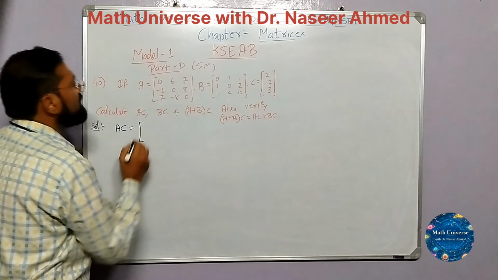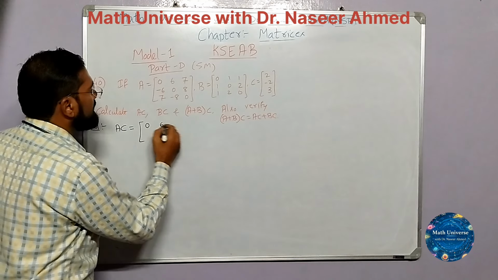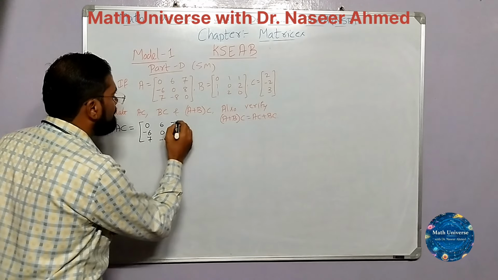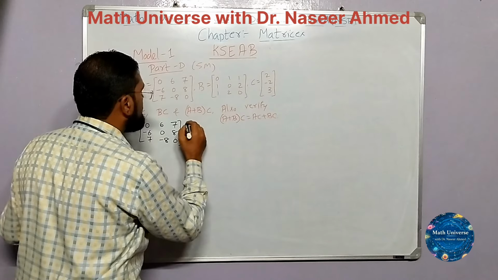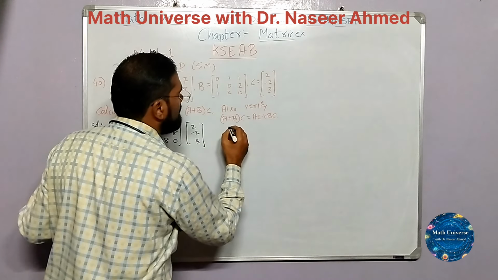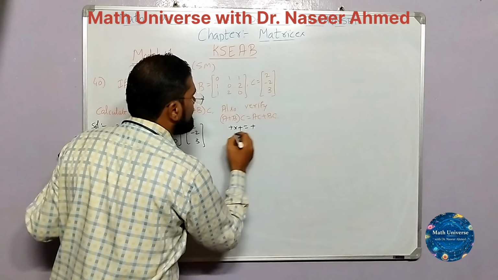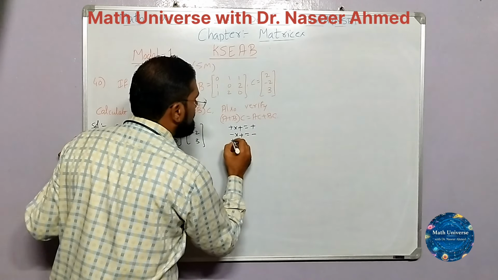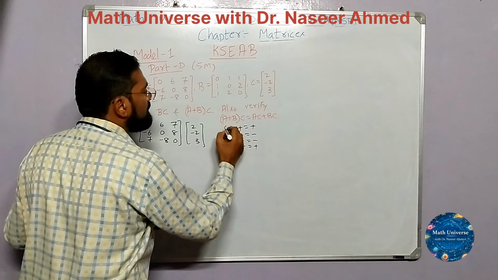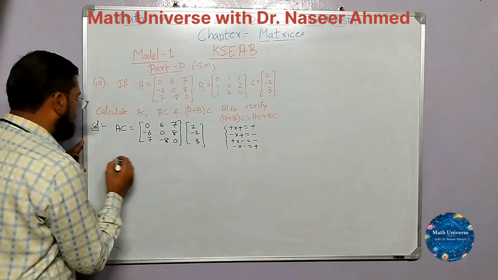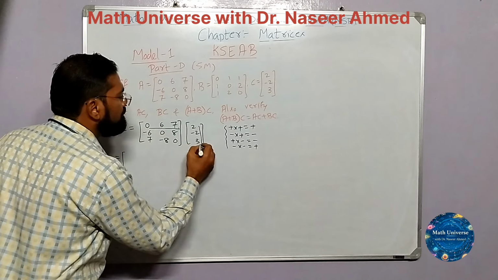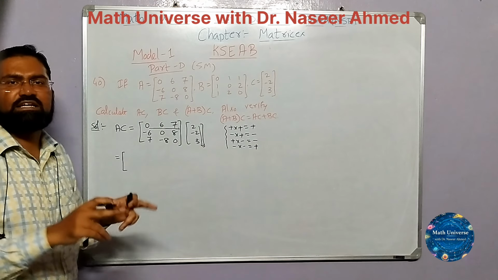A is here. So the elements 0, 6, 7, minus 6, 0, 8, then 7, minus 8, 0. Coming to matrix C, it is here 2, minus 2, 3. Don't forget the sign. Again I am repeating, plus into plus is plus, minus into plus is minus, plus into minus is minus, minus into minus will be plus. The matrix multiplication sign. Now recall how we are going to multiply two matrices. We have to multiply a row by its column, and we have to multiply corresponding first with first, second with second, third with third.